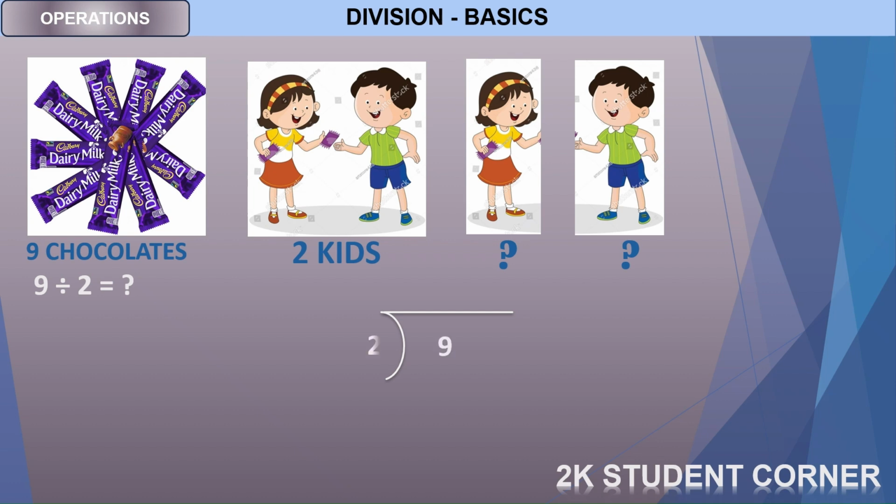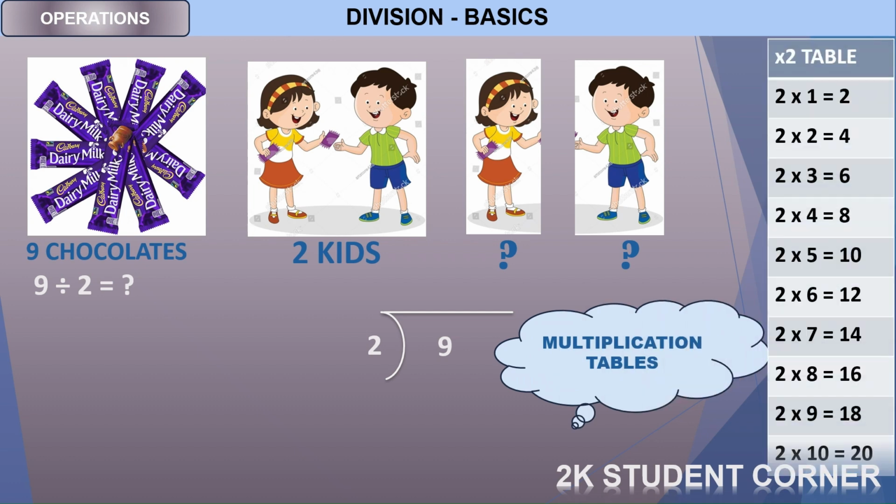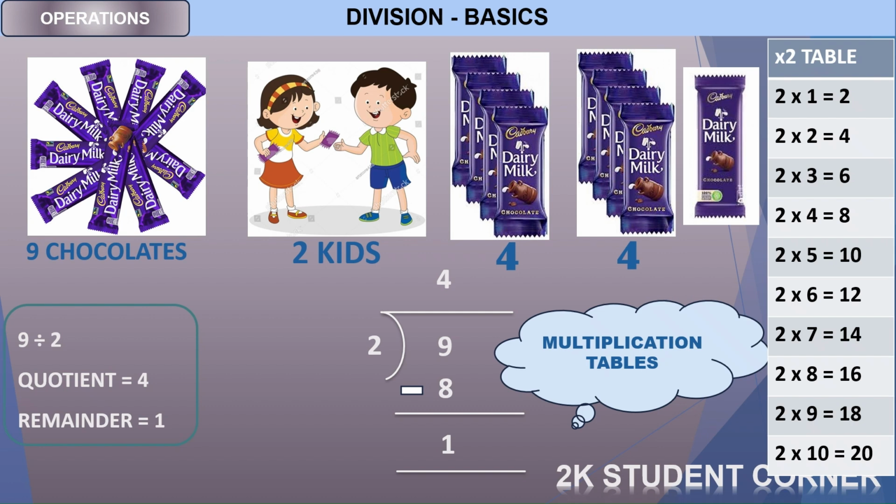Place the dividend 9 inside and divisor 2 outside. Again 2 times table. In 2 times table, we will not get the odd number. So, take the number which is just lesser than the dividend. Yes. It's again 2 times 4 is equal to 8. Now place the 4 on top. Place the number 8 below the dividend. Perform the subtraction as before. The remainder is 1. Means, after sharing, there is 1 chocolate left. Each kid gets 4 chocolates.